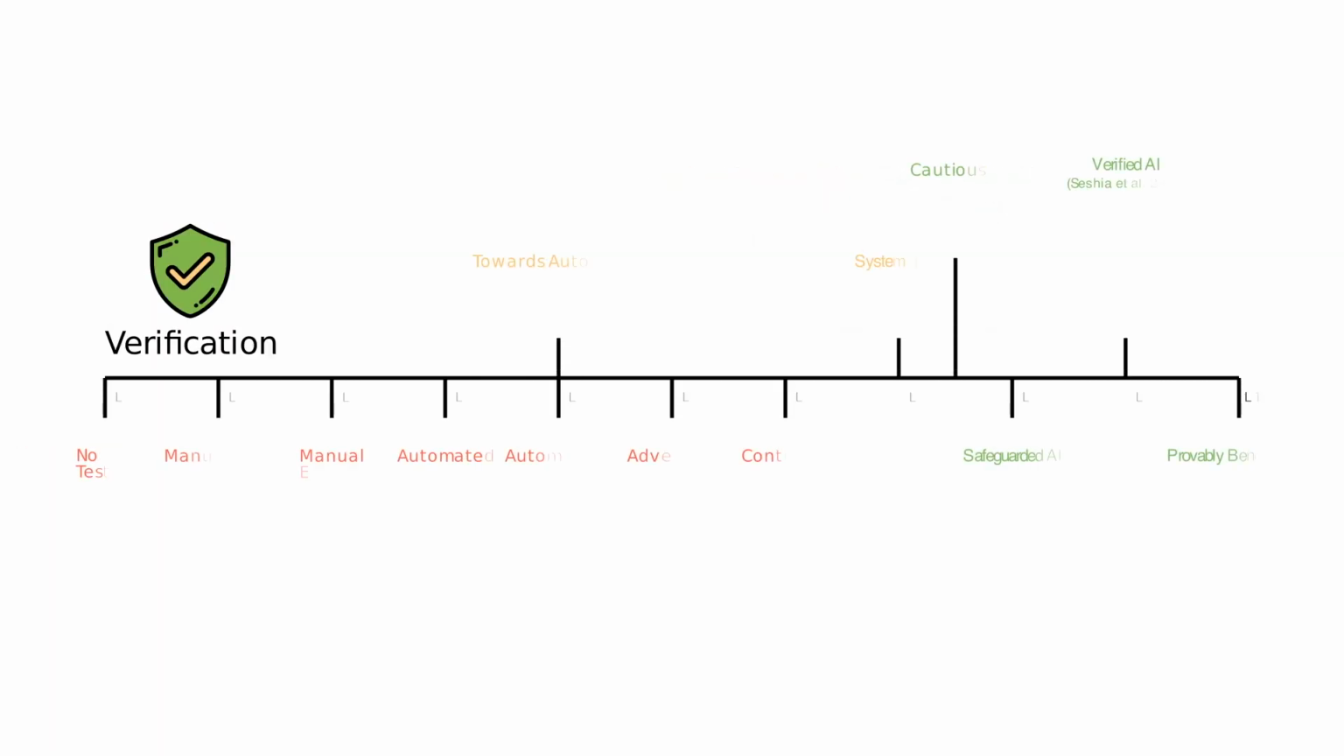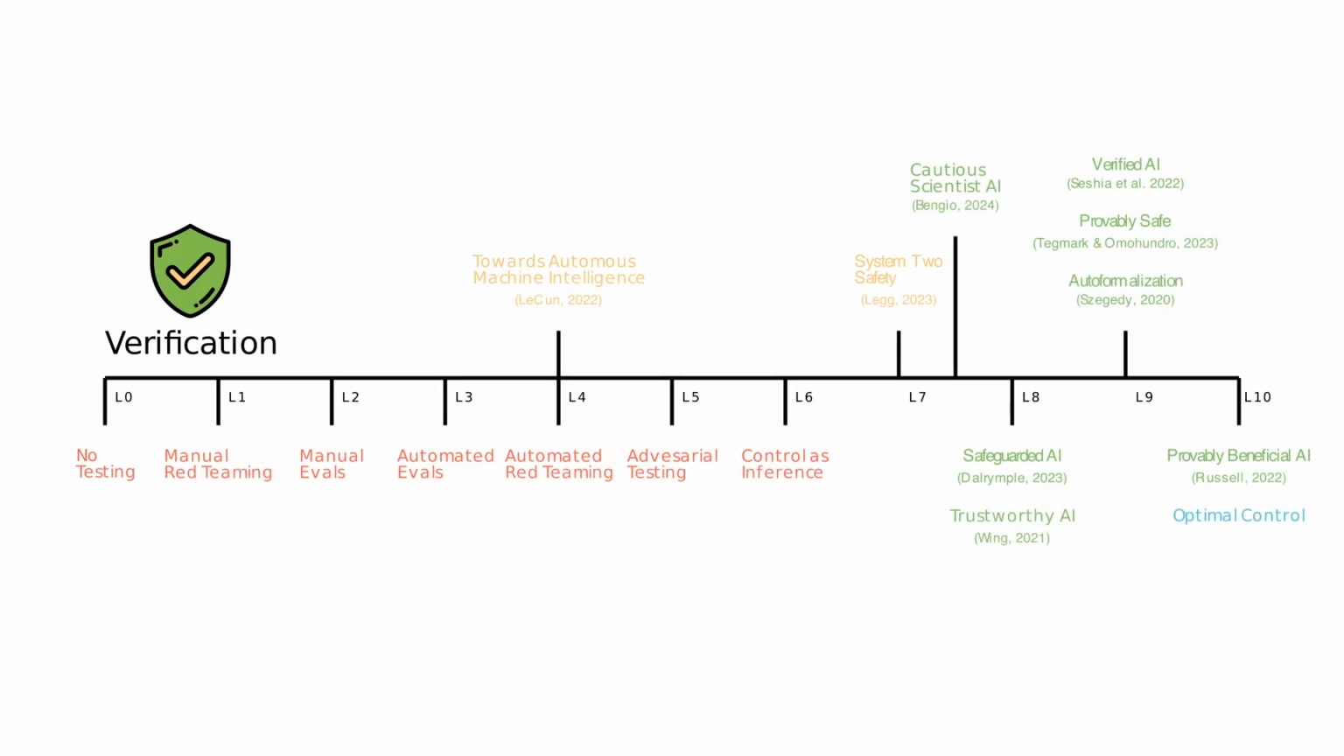Finally, we come to the verification spectrum. The verification component ensures that the AI system actually behaves according to the safety specification. For example, large language models which have been fine-tuned with RLHF or constitutional AI may be tested with evals or red teaming to expose harmful content behavior which was not removed during fine-tuning.